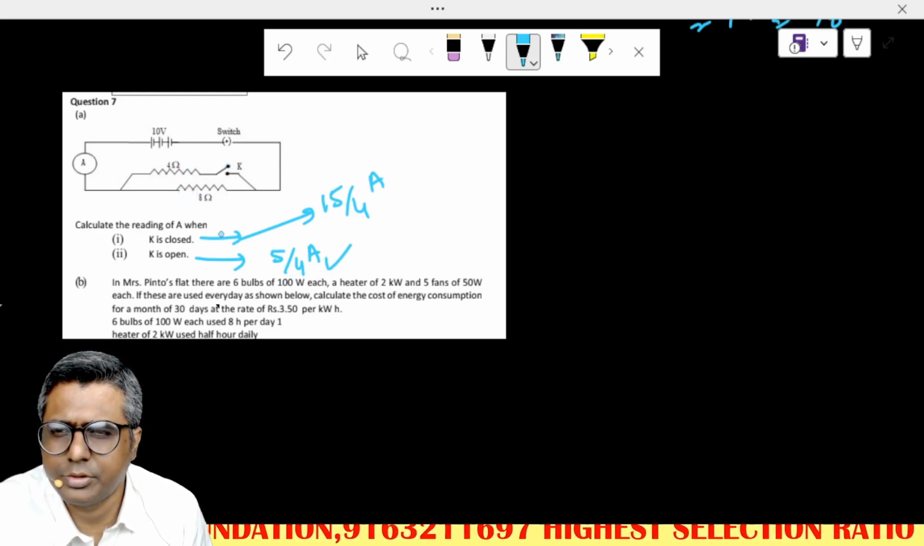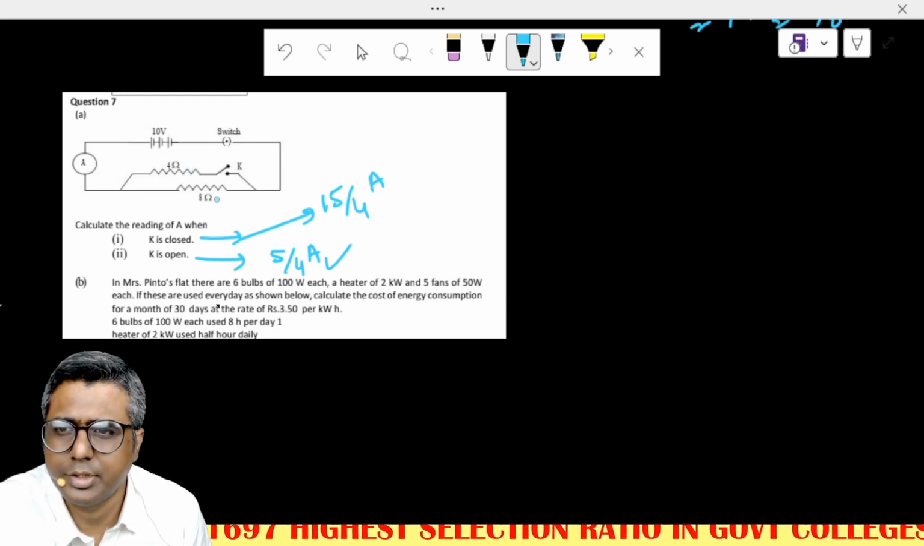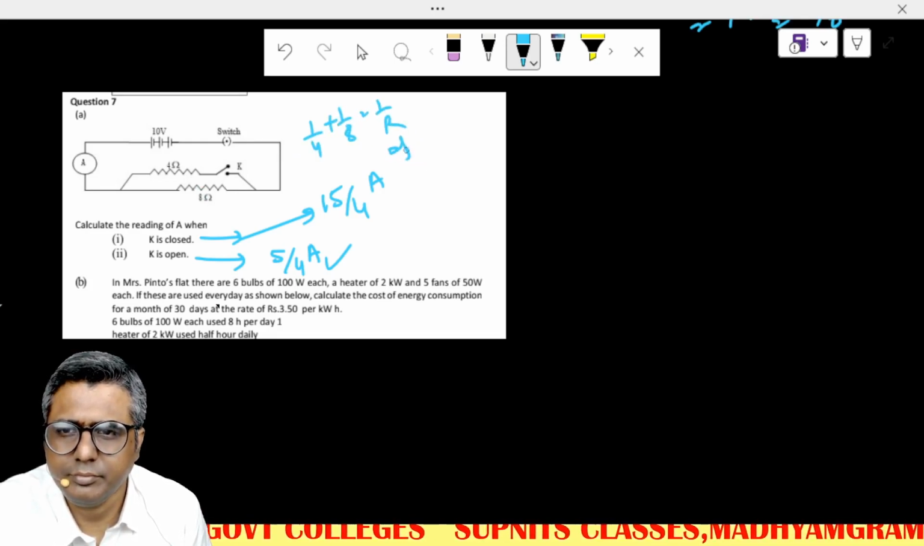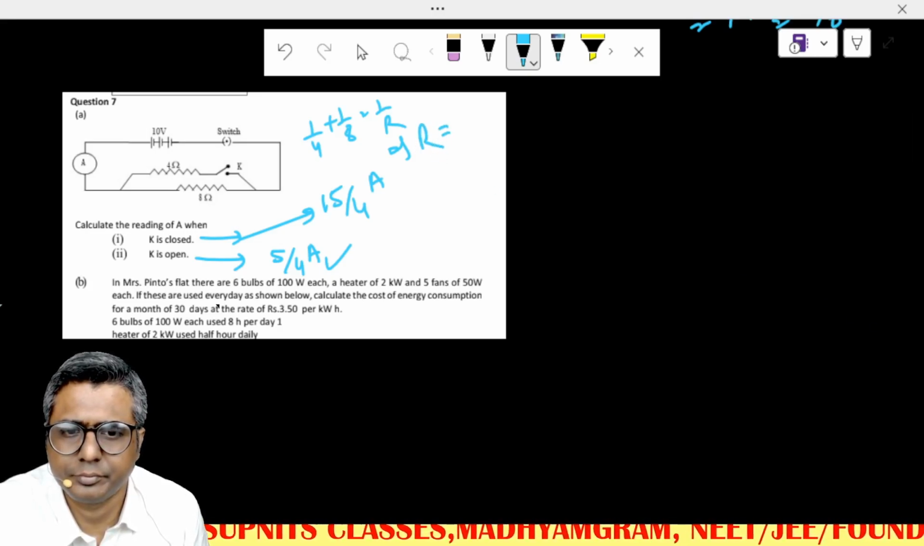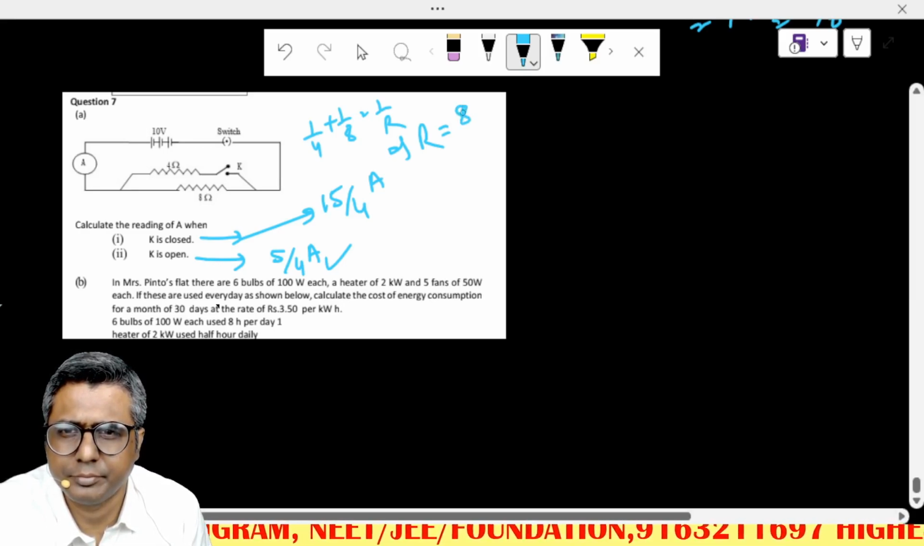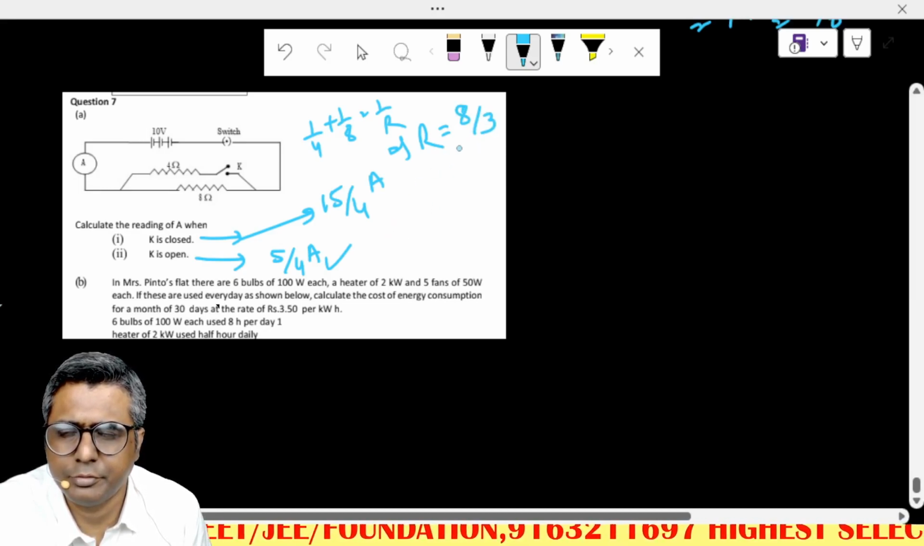Key is closed, will be 4 and 8, we have to go for parallel connection, that is the resistance will come down, 1 by 4 plus 1 by 8 is equal to 1 by R. So resistance will be, if you calculate this, it will come out to be 8 by 3. And then if you put this 10 by 8 by 3, we are going to get this.